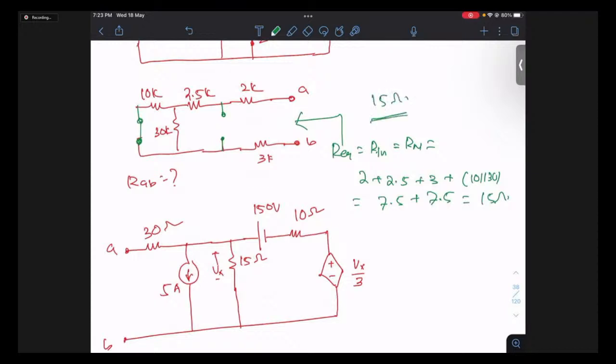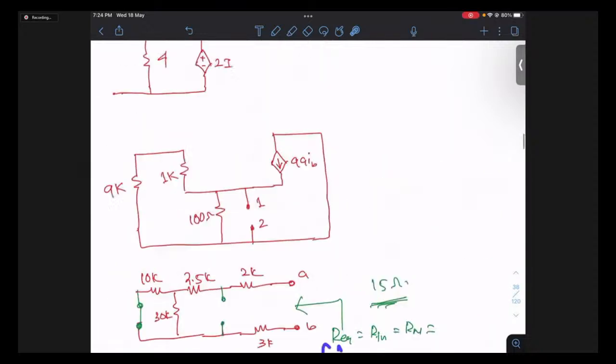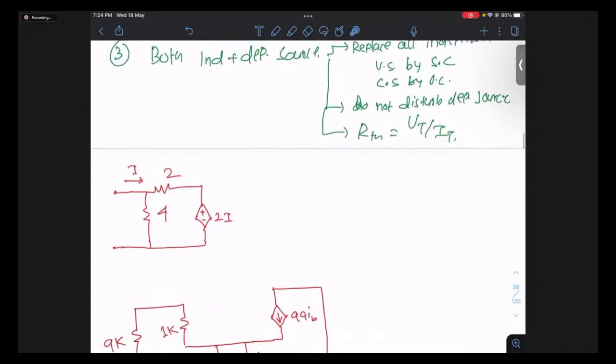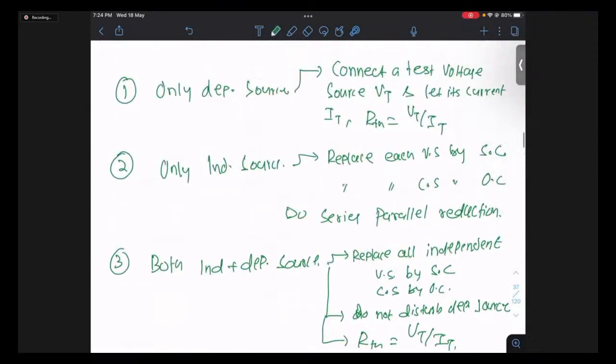So this is how you deal with circuits containing only independent sources. Voltage sources short, current sources open circuits. Then the network will contain only resistors. Then you do series parallel, or if needed, delta star transformation, as per the circuit, and you can get the equivalent, which is 15 in this case. So this one we have taken.